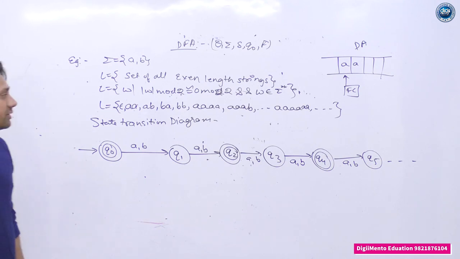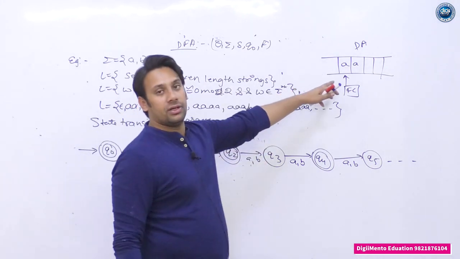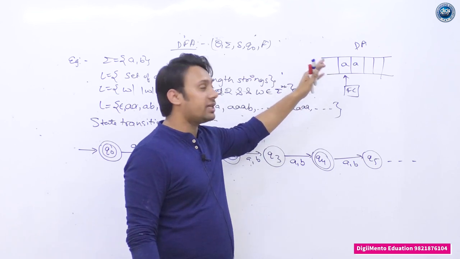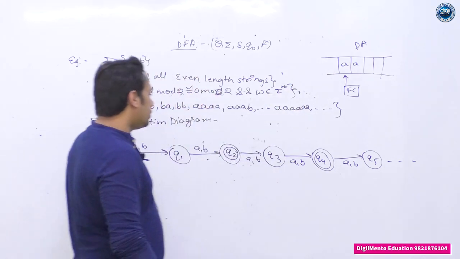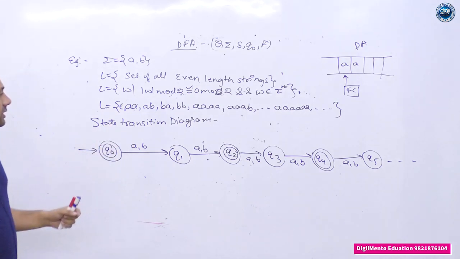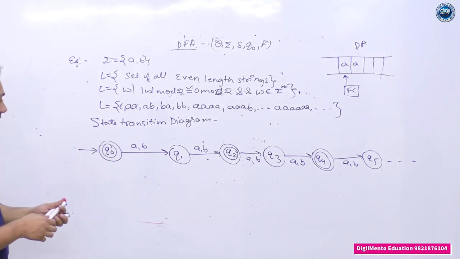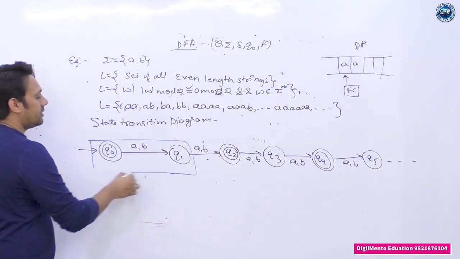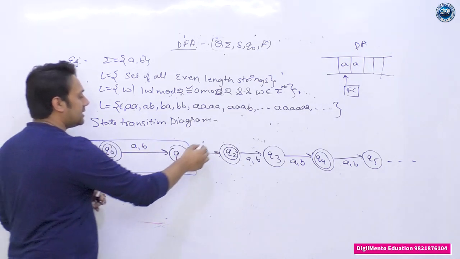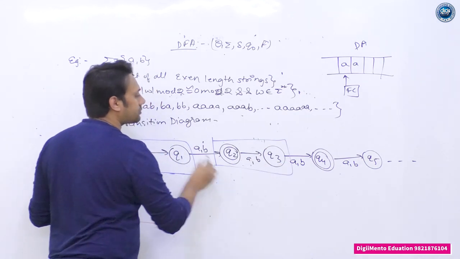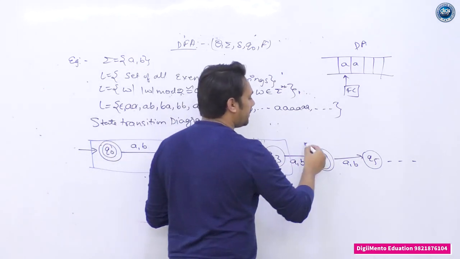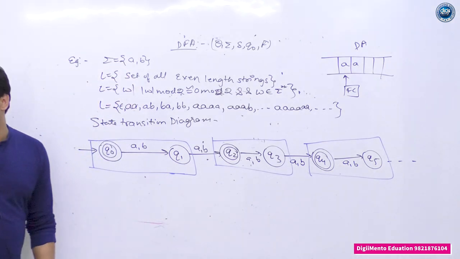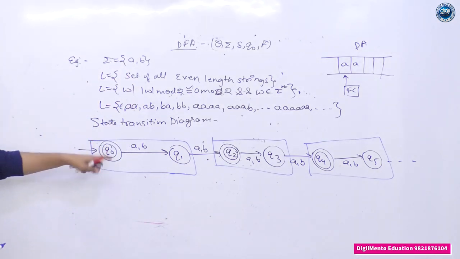So that means we can have a string of length 0 here, we can have a string of length 2, length 4, length 8 and anything. If you look at this diagram, the pattern is continuing, right? You can see this pattern is present here, exactly the same pattern is present here. The same pattern is repeating again and again. So what I can do is minimize this diagram.